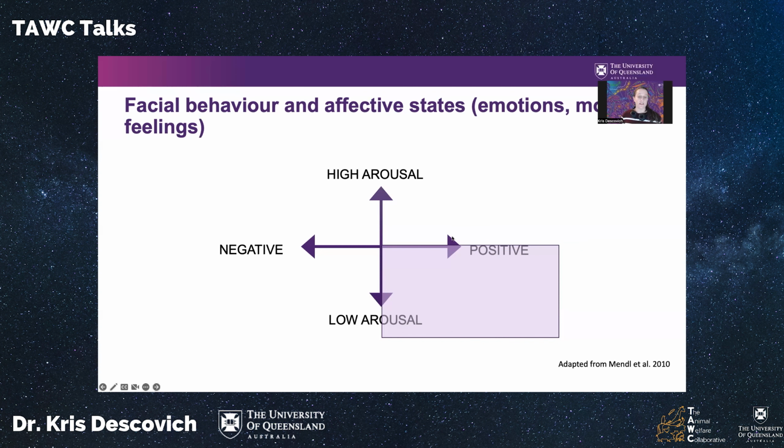So for welfare, this is, in my opinion, the most important quadrant, but the positive side is all very important, and animals will move between all 4 of these quadrants throughout their life.